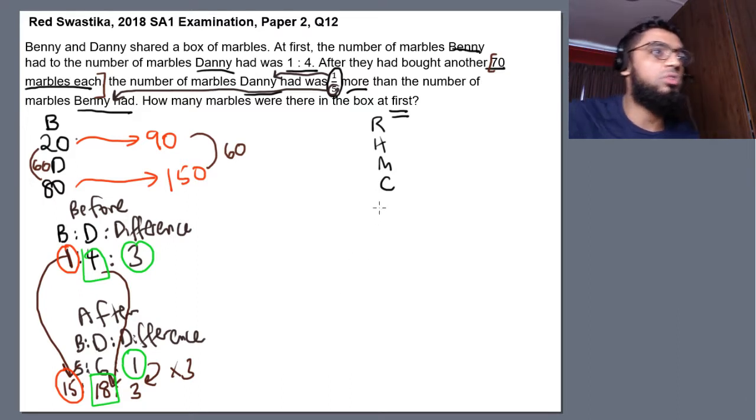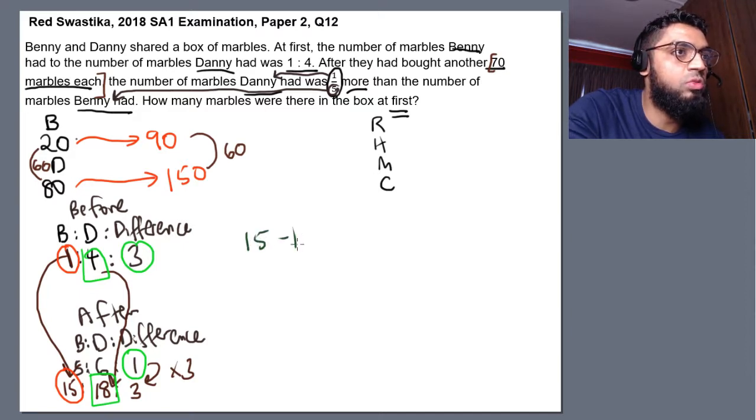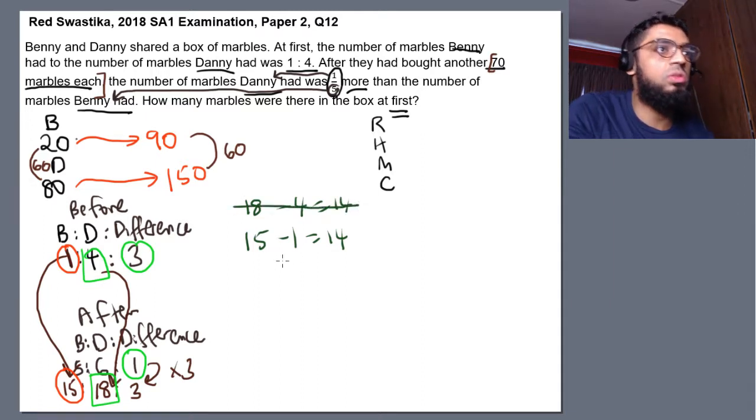Alright, so let's try and solve this question now. So first step, I find the change of number of units. So that is just 15 minus 1, which is 14. For this step, you can also use Danny's number of units. You can also do 18 minus 4. You will get the same, but we'll just use 1. Okay, there's no need to use both.